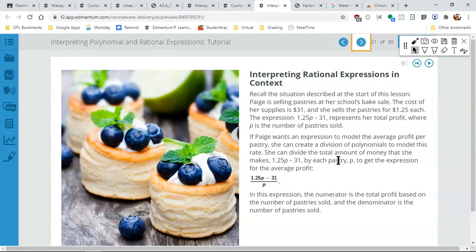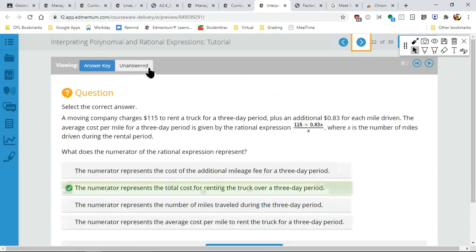2.5 minus 31. So this is just an expression. In this case, the 31 represents the cost of supply. So right off the bat, we have to subtract that price. And then she sells a pastry. So this is how much she is selling it for. And then she's dividing it by how many pastries she sold. So this is going to tell us our average profit. Our profit is the pastries we sell minus the cost of the pastries, divided by that. All right, so moving along.